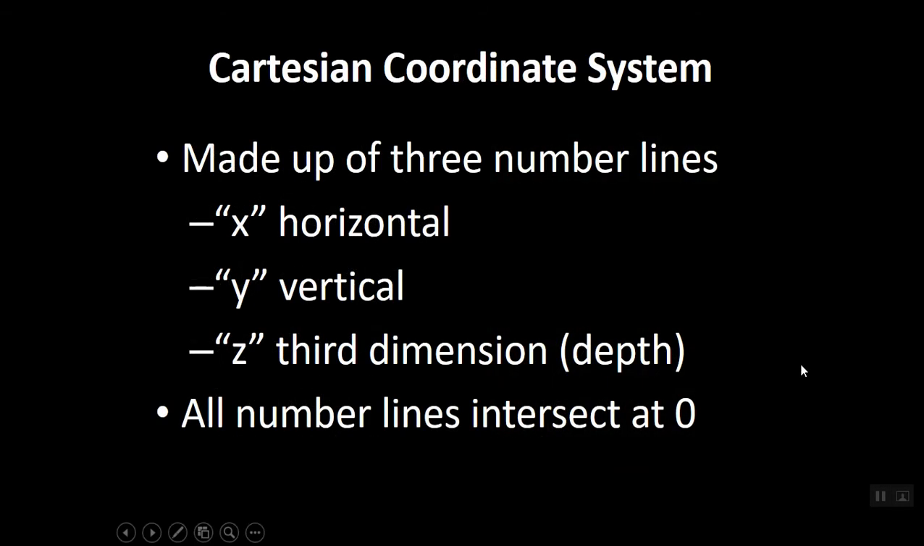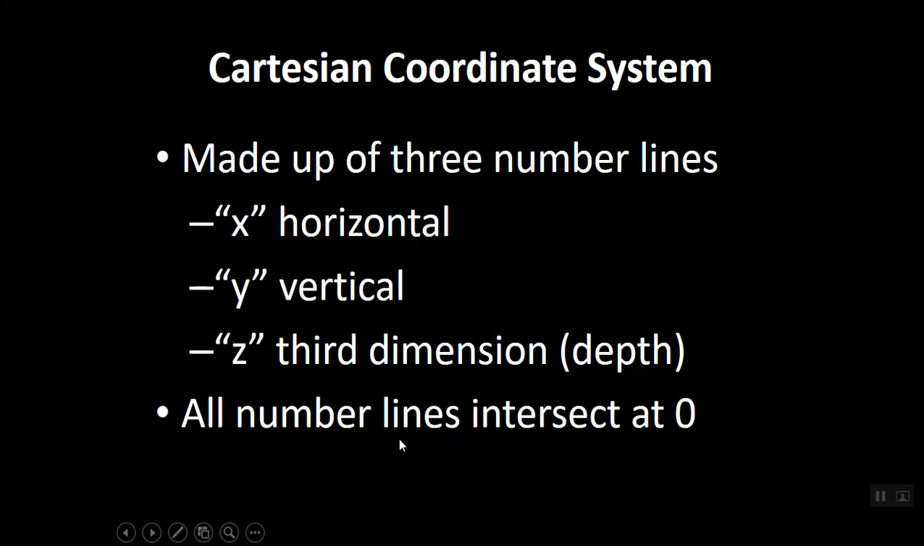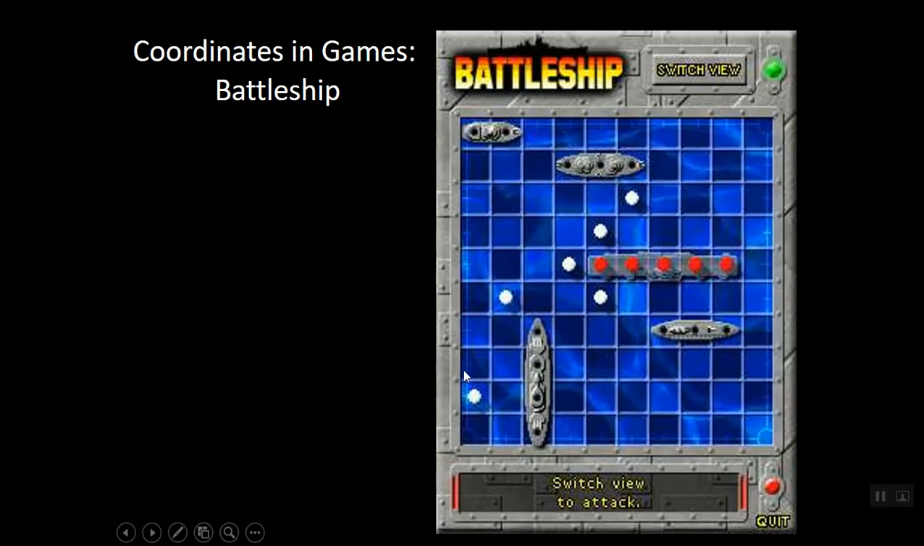So we've all seen a number line. This is kind of a special number line, though, because it's made up of three number lines. There's an x-axis, there's a y-axis, and there's even a z-axis. We don't see that on our screen, though, because the z-axis is pointing up toward us. And the intersection of all these axes is a point called 0. Now, don't let this scare you away, okay? Because this is nothing hard.